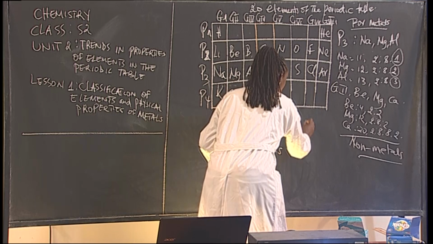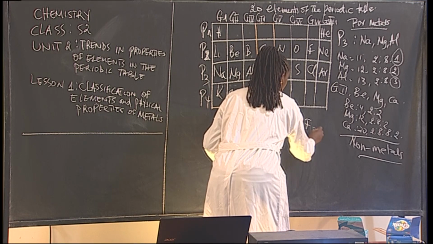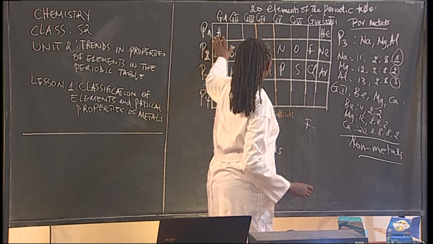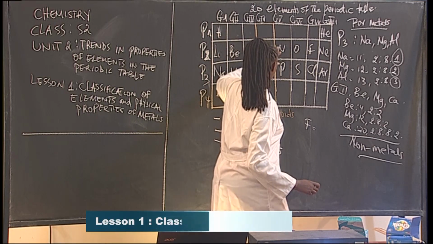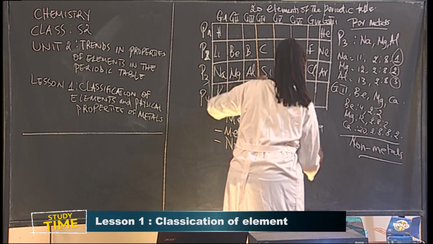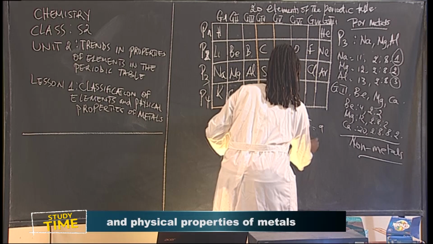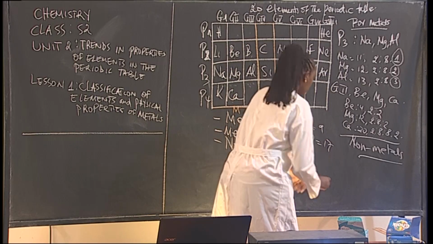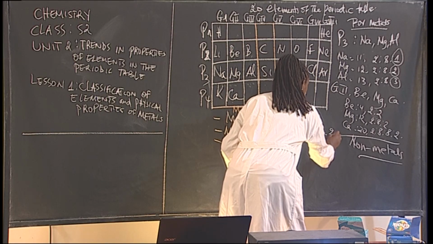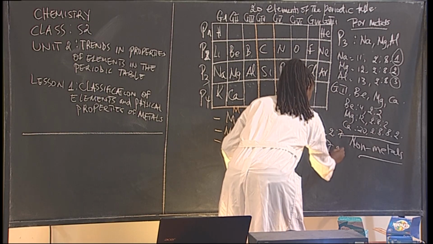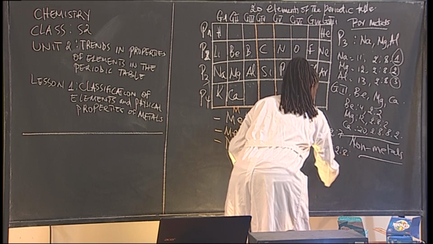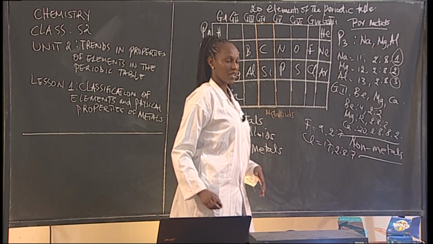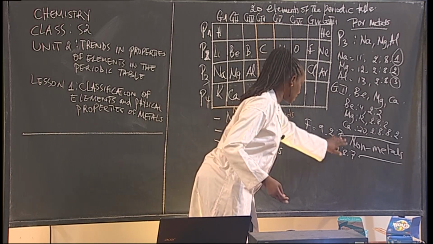Let's take fluorine, which has 9 electrons. Then chlorine has got 17. All right? So when we do electronic configuration here, we shall get 2, 7 and 2, 8, 7. So still we look at the number of shells, which are different.